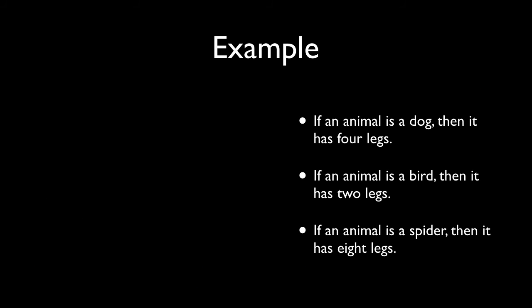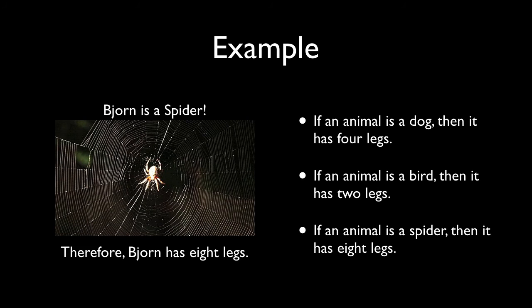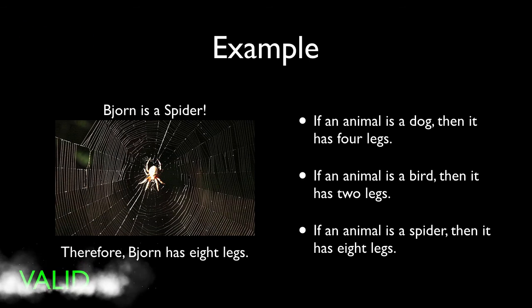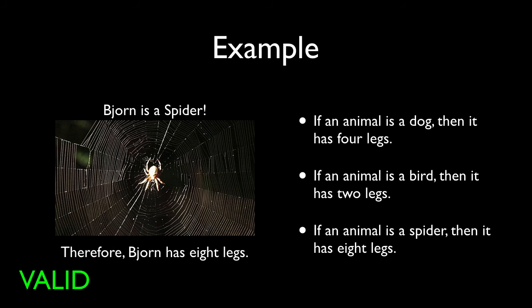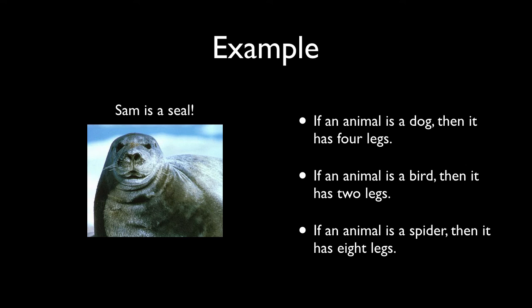All right, a few more examples. Let's assume that these if-thens are true. Then we learn Bjorn is a spider. What do we assume? The law of detachment says, therefore, Bjorn has 8 legs. That is a valid argument. Next, let's pretend Sam is a seal. Based on the 3 statements that we have off to the right, there is no valid conclusion that we can make.